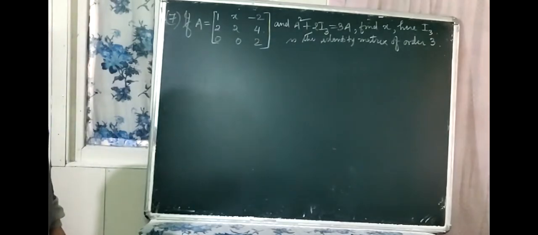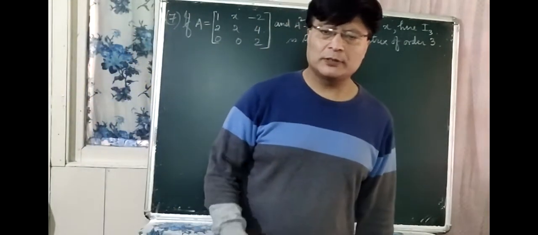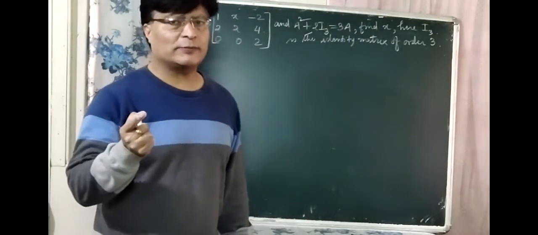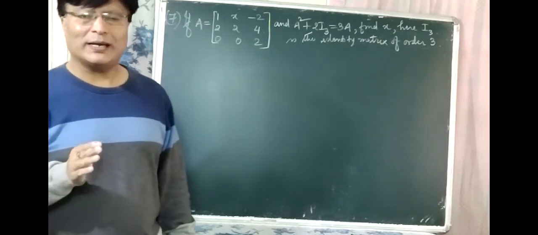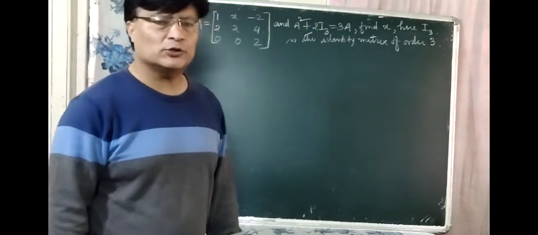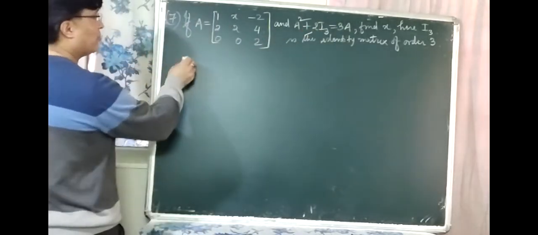So what is I3 here? This is the identity matrix of order 3. So how do you write I3? This is the third order identity matrix. All the leading diagonal elements will be 1, 1, 1, and all other elements will be 0. Okay, so let us write down the given equation.